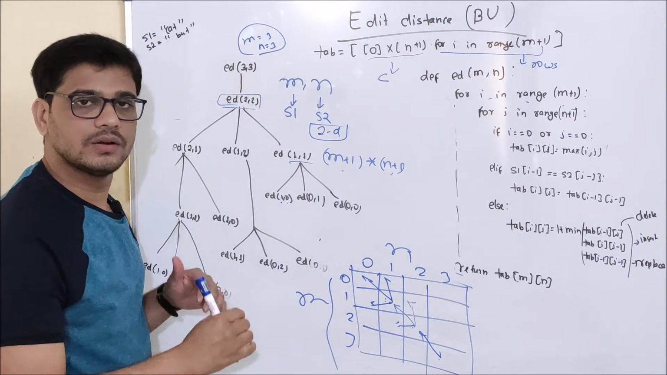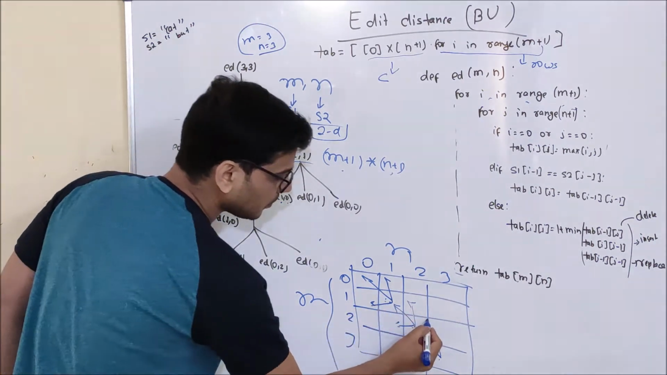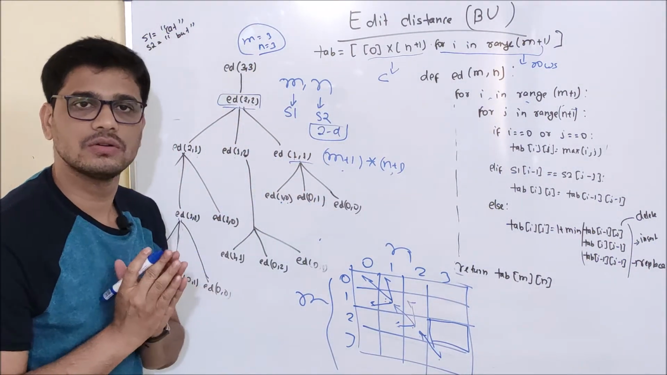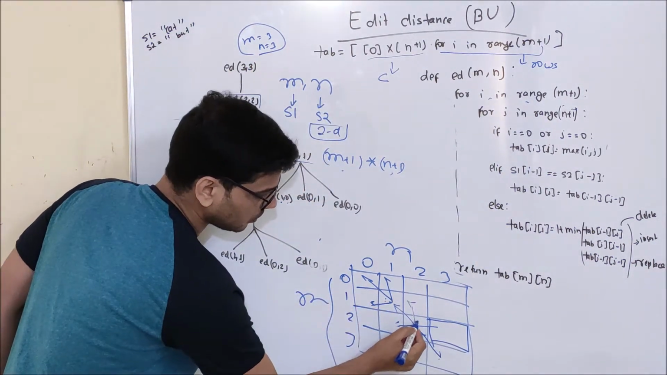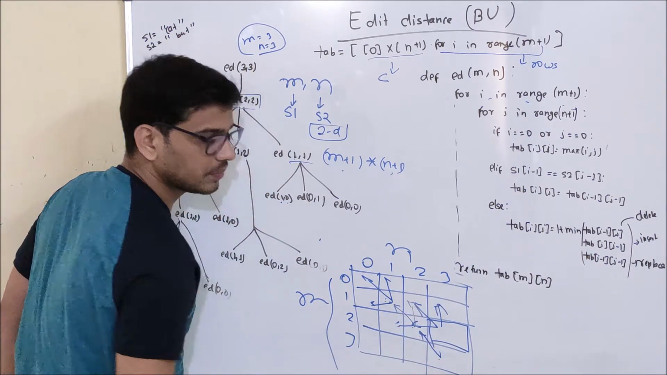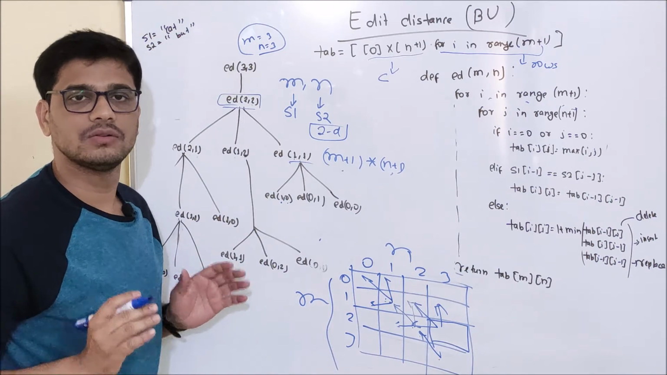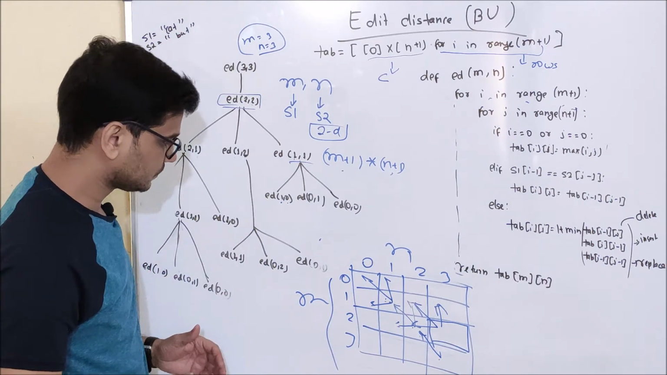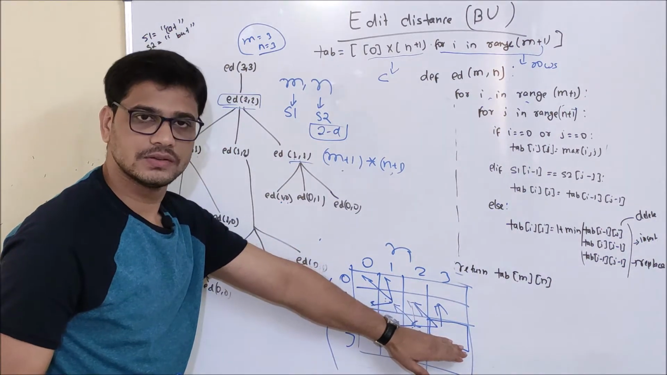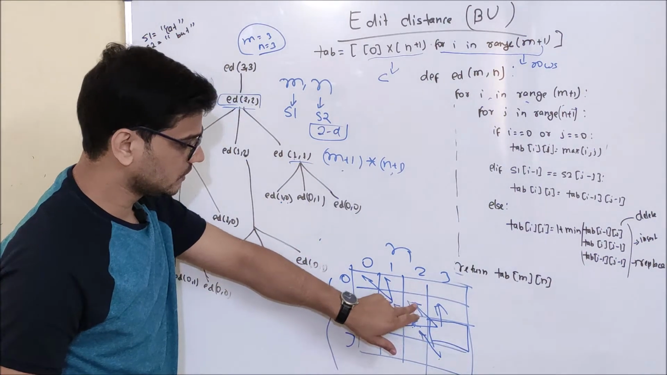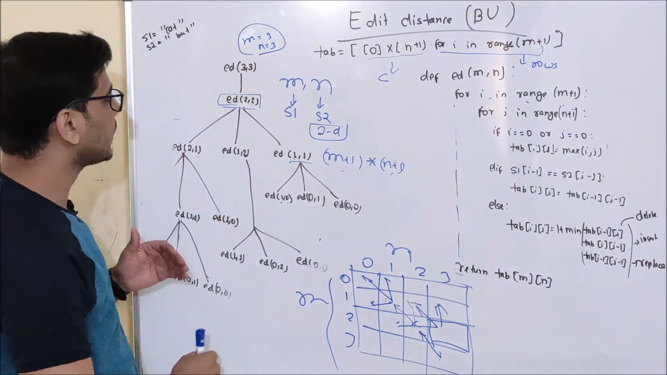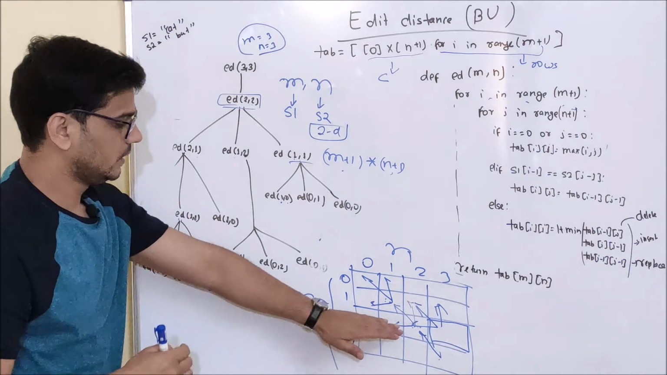So what can I conclude from here? If I am updating any cell, it doesn't matter whether the characters are equal or not, my values will come from either the left cell, the diagonal cell or the upper cell. So this is my conclusion. Now see, what is your dependency? If I want to fill a cell, I need this and this to be pre-computed. And how can we fulfill this dependency?